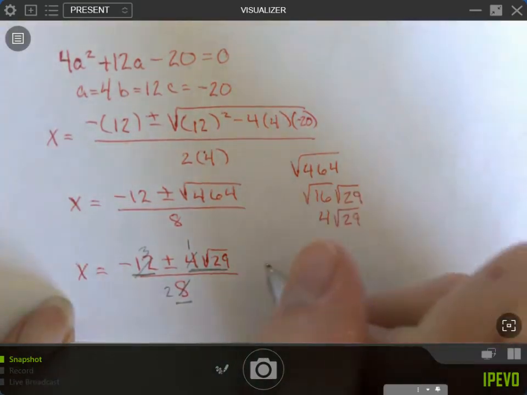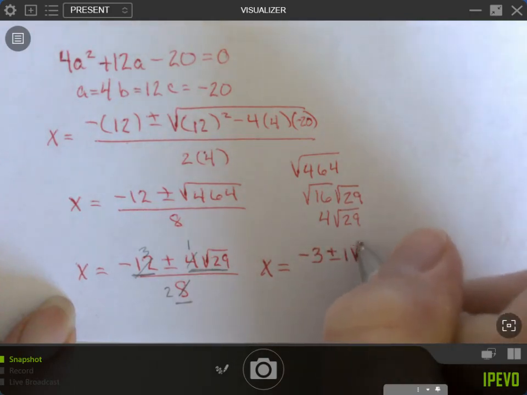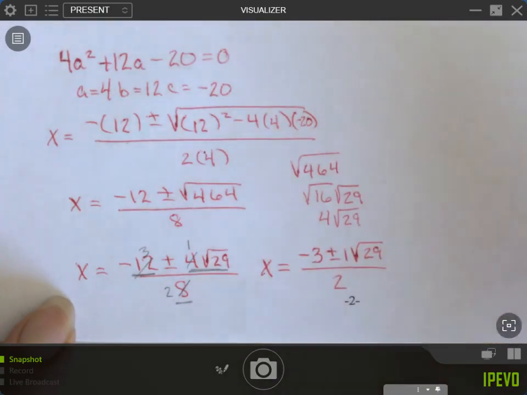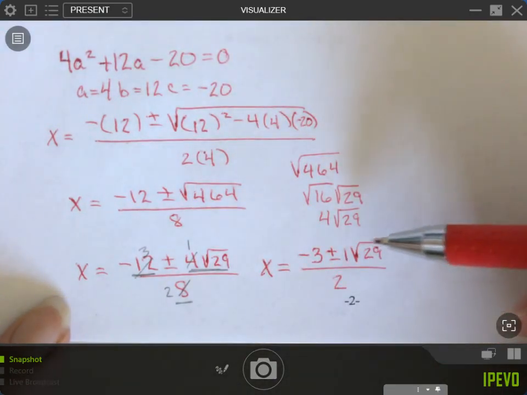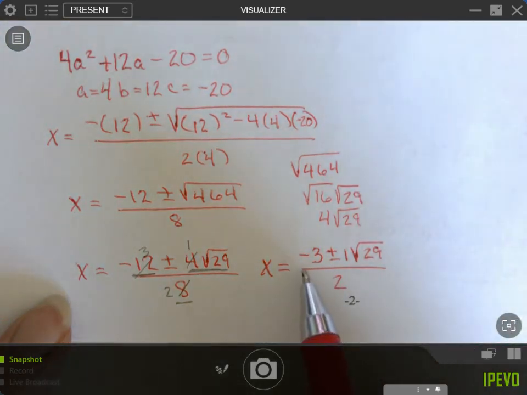So my final answer, which is a little step up from what we were doing, is now negative 3 plus or minus 1 square root of 29 all over 2. I don't need the 1 there because I have my square root of 29 whole spot. Do you notice that my fraction bar goes underneath the whole thing?